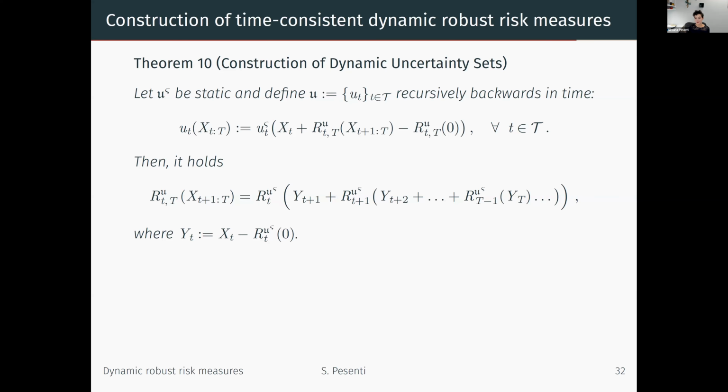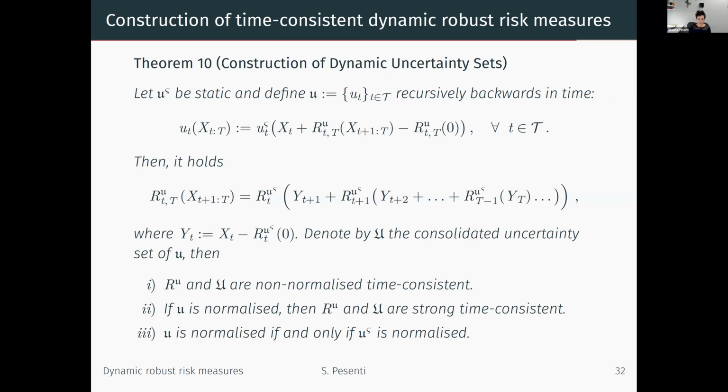So if we do that backwards in time, then the robust risk measure of my uncertainty set U can be written in this recursion, where on the right-hand side we have the robust risk measure with the static uncertainty set. So this way of constructing a time-consistent uncertainty set U gives rise to this recursion.